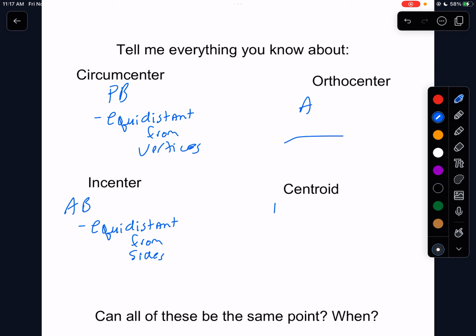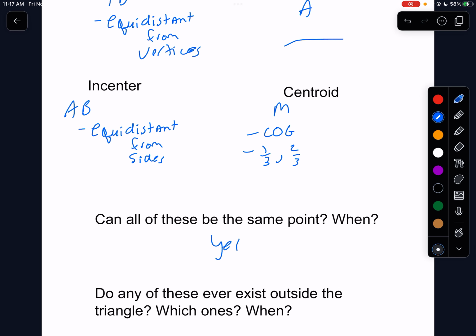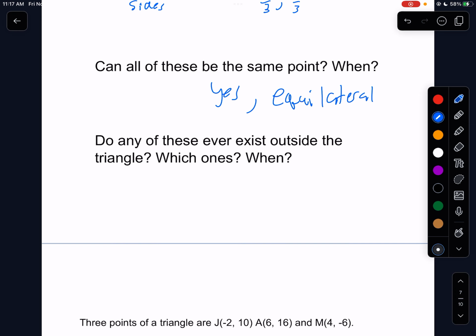The centroid is made by the medians, and it is two things. It is the center of gravity, and it is a 1/3, 2/3 split. Can all these be the same point? Yes. When does that happen? It has to be equilateral to be the same point. The points are not the same if it's just isosceles and not equilateral. Do any of these ever exist outside the triangle? Yes. Which ones? Circumcenter, orthocenter. When? When it's obtuse.